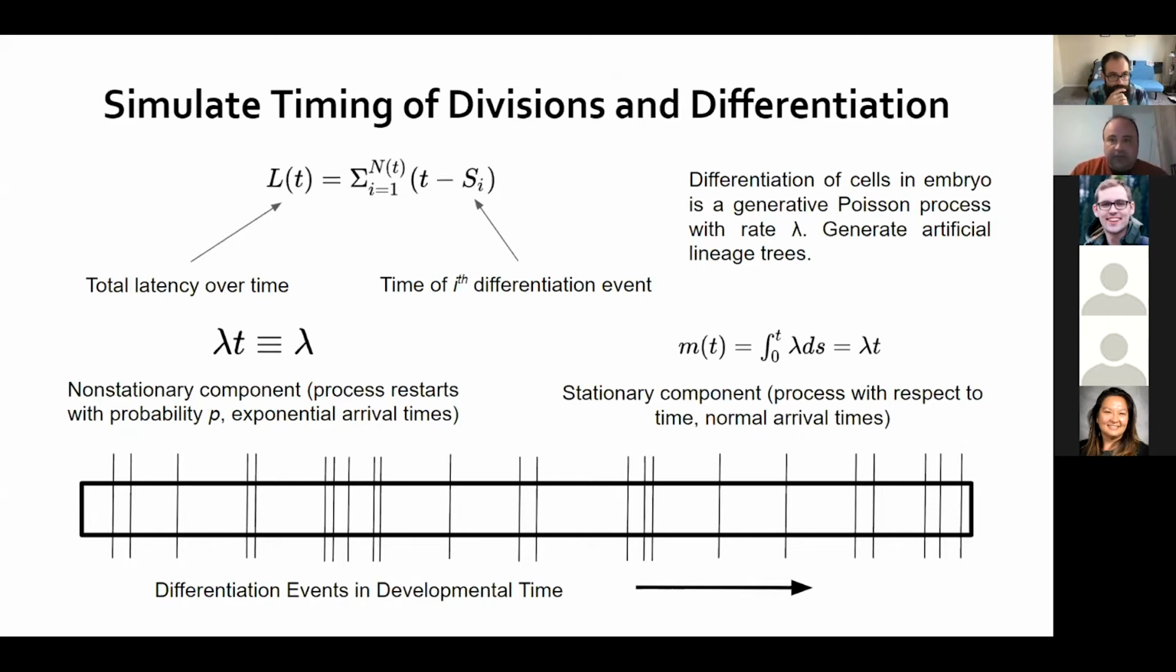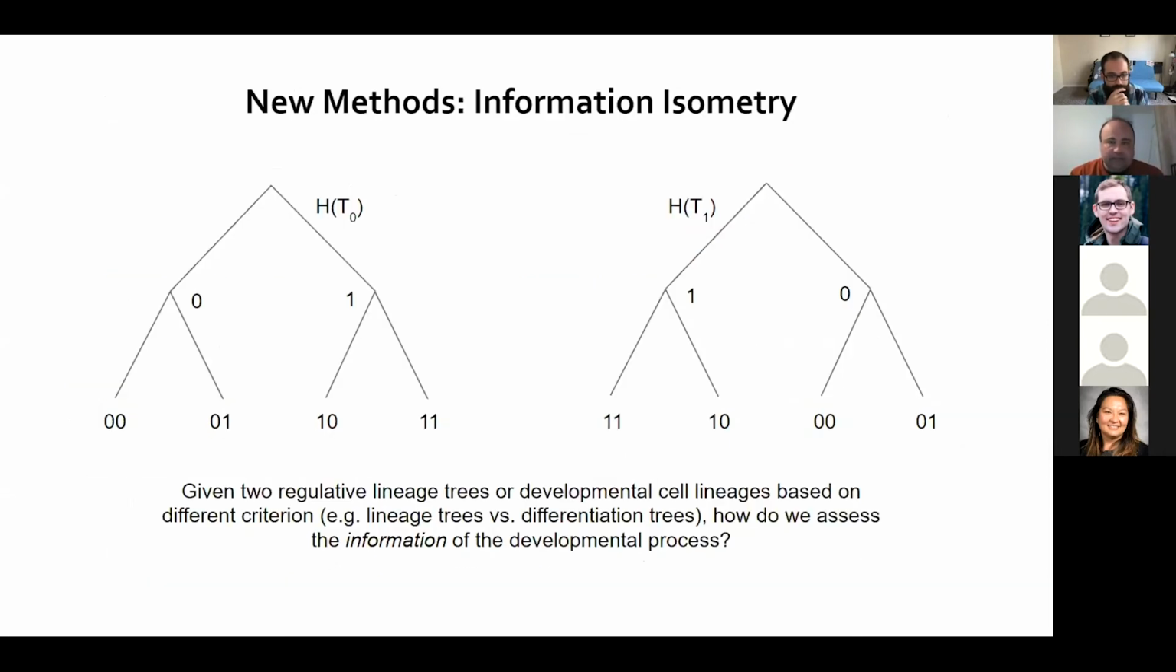So in this case, we're looking at generating a lineage tree from a Poisson process, and seeing if that looks something like what we see in nature. We also have new methods that we've developed. This is something called information isometry. For this group, it's going to be pretty abstract, but I'm going to walk through it a little bit.